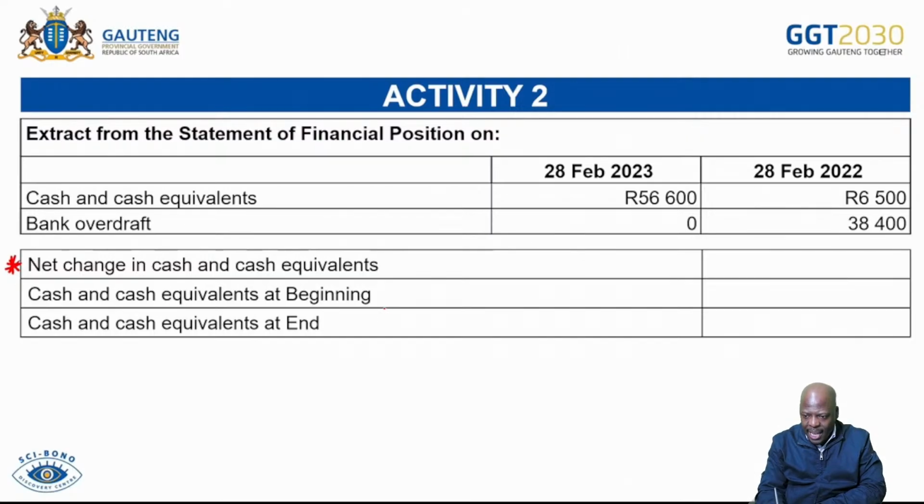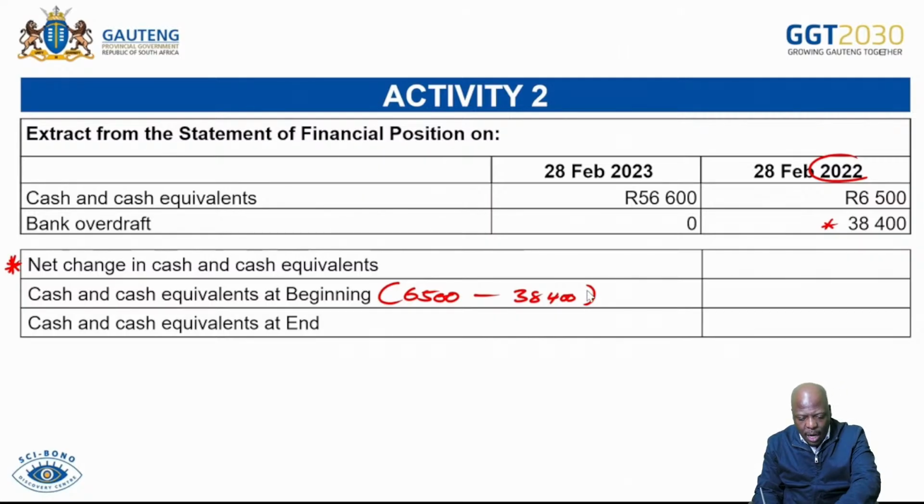Then I have cash equivalents at the beginning, which is in 2022. So I'm going to open my bracket, and I'm going to say my cash equivalents is 6.5 million. I know this is an asset, so you can see it's a plus here. But I have a bank overdraft. The bank overdraft must be subtracted. So I say minus, how much is the bank overdraft? 38,400. So the bank overdraft must be subtracted.